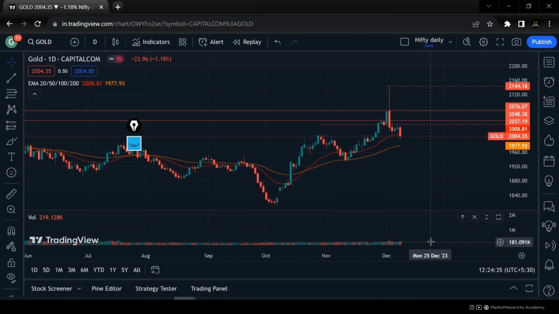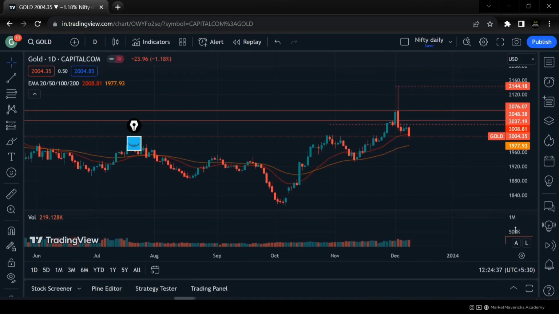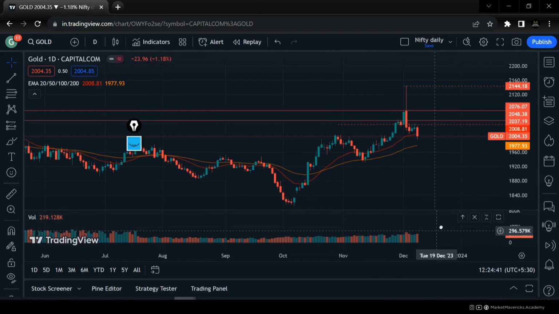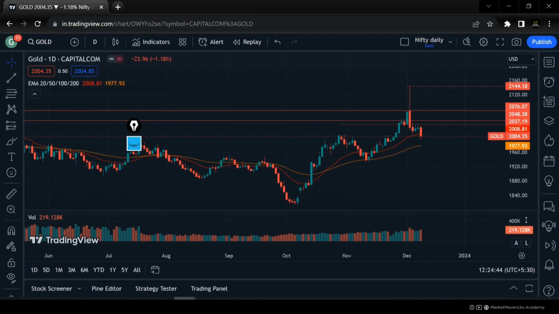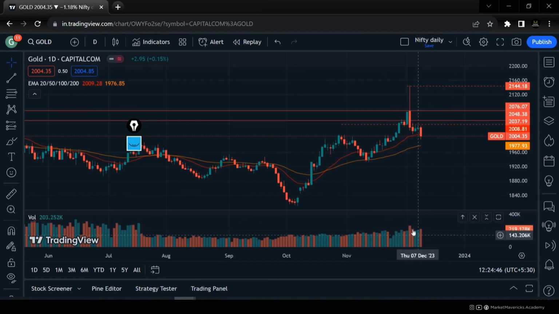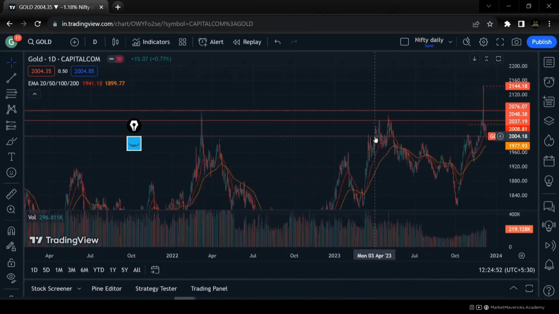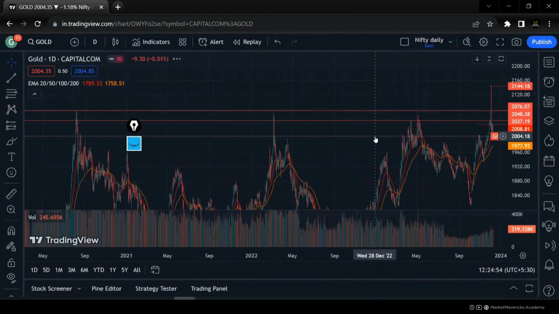The other sign to look out for is the volume. If you look at the breakout volume, it's below average. Generally, for a breakout to be very strong, it will have really good volumes. It should be at least above average volume. So this is the first sign that you should be looking out for to identify a false breakout.